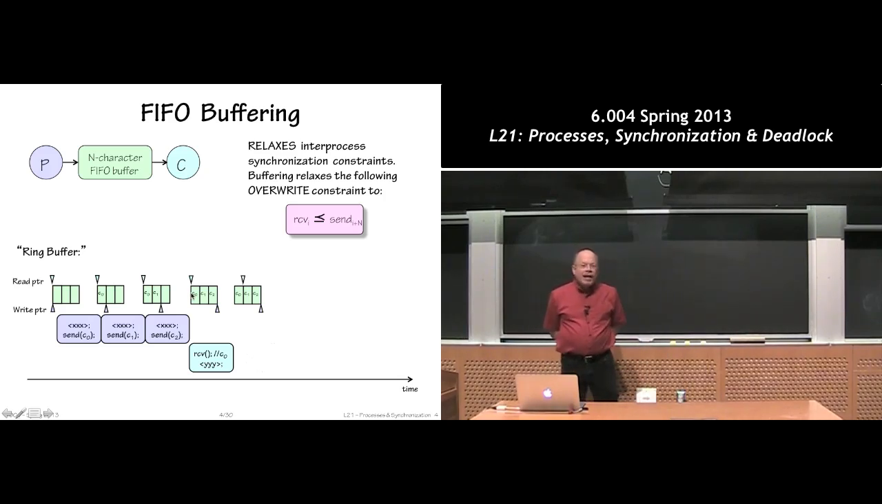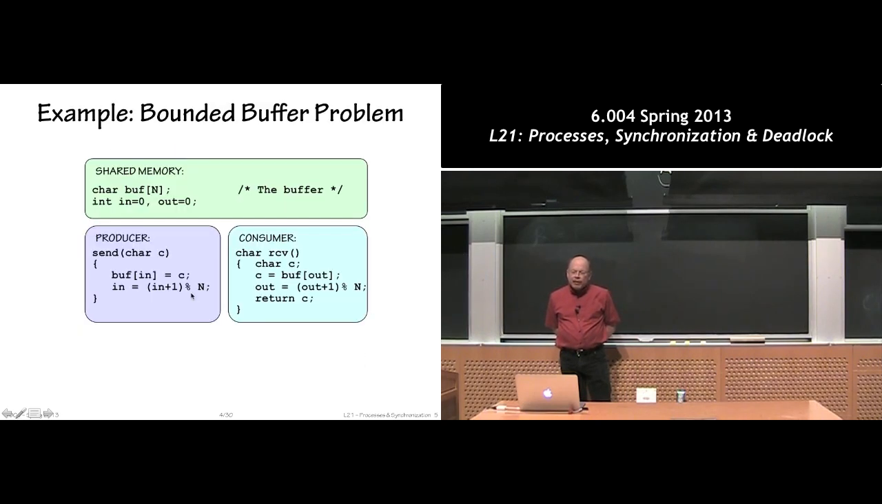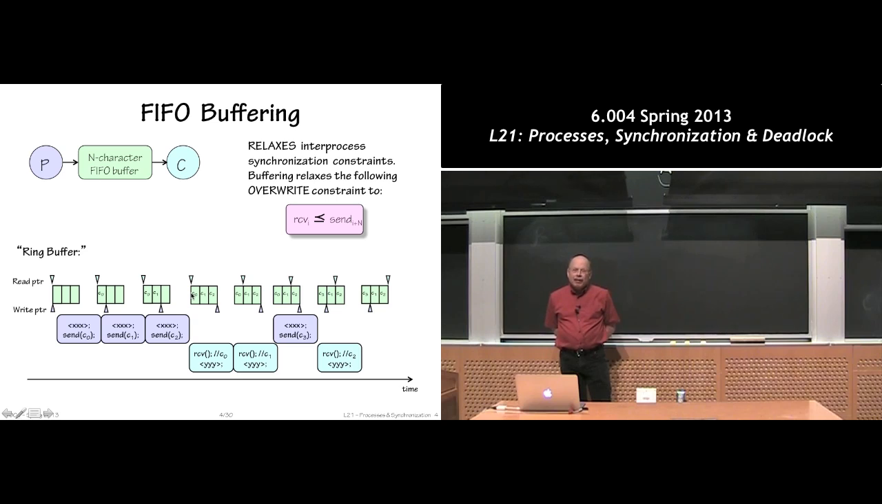Now that the first receive has happened, or in fact a couple of receives in this case, we can go off and do some more sends and some more receives. Is everybody happy with that? Let me go back to that scenario, and notice that because we have an n character buffer, we can get up to 3 sends ahead of where the receive is.